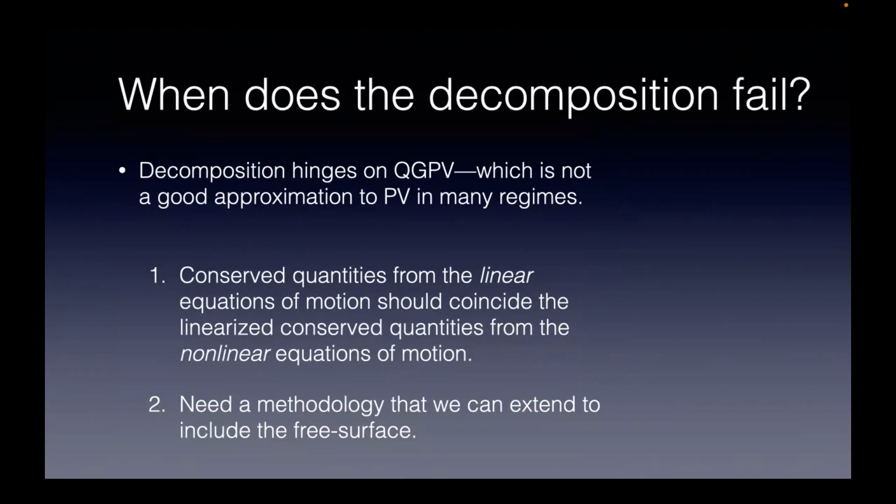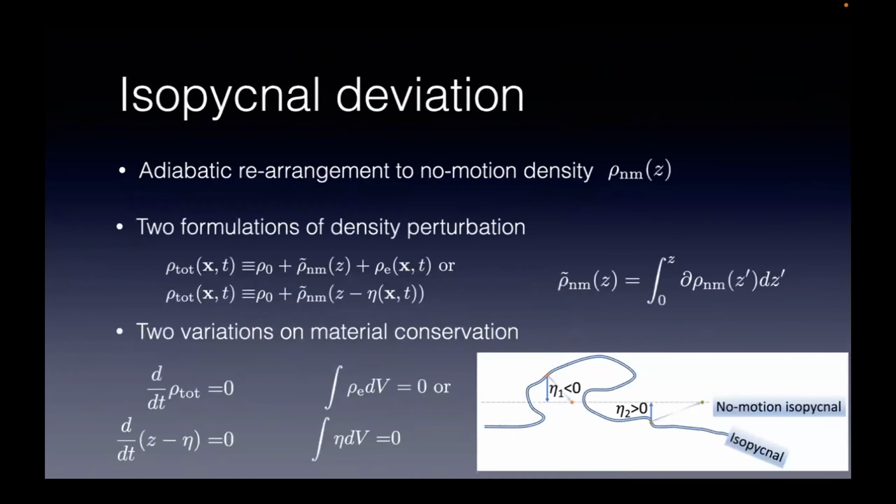And as part of how we got here, we actually extended this methodology to the free surface and had to go back and reevaluate how to compute some of these conserved quantities. So the way to do this, it turns out, is to write the equations of motion in terms of isopycnal deviation instead of density perturbation, which has of course been done for many, many years. But the conservation equations turn out to take a really nice form.